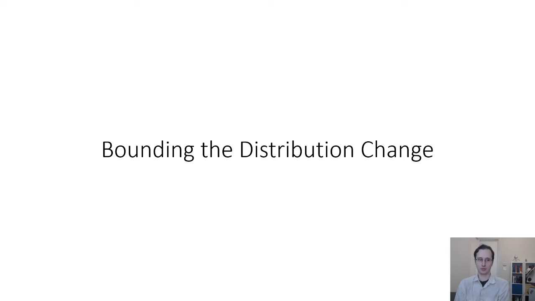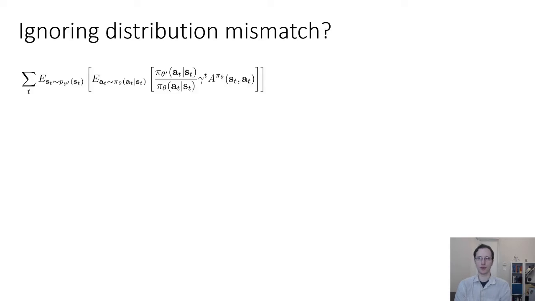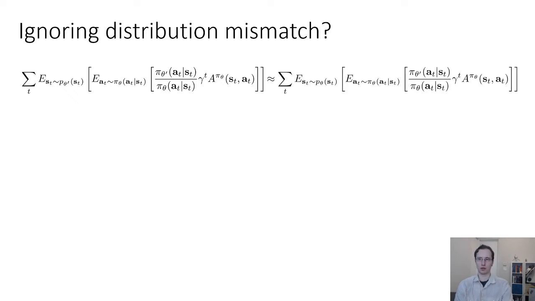Okay, so let's talk about the conditions under which we can use p theta st in place of p theta prime of st and still have a reasonable objective that accurately approximates the return of the new policy. So to recap, what we want to do is ignore the distribution mismatch. We want to use p theta of st instead of p theta prime of st, such that the only dependence on theta prime in this whole equation is in the importance weight.